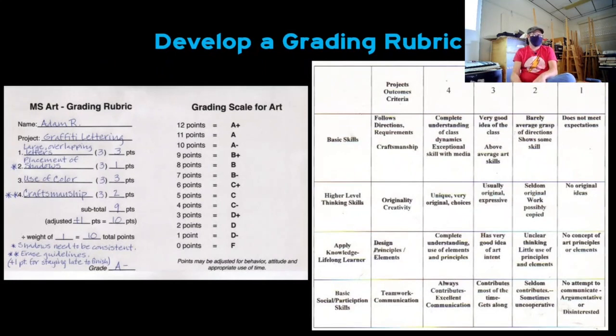All right. So like I said, establishing rubrics. A lot of art teachers don't like doing this kind of thing. And certainly I do not do it on the college level at all.